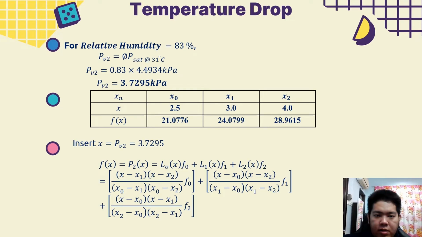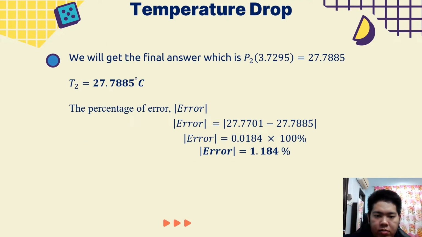For the relative humidity at 83%, we can get the PV equal to 3.7295. We sub the 3.7295 into the formula. We will get the final answer, which is the temperature 2 equal to 27.7885. For the percentage of the error, the percentage of the error equal to 1.18%.